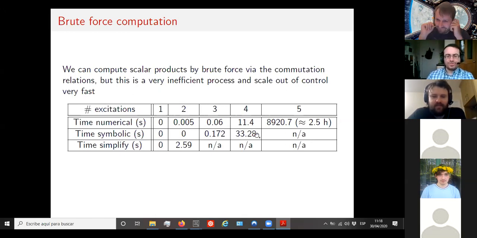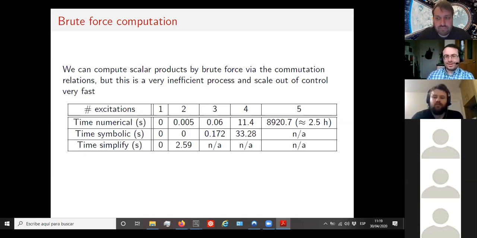But still, this is going to give you all the terms separately. You want to simplify that a little bit. So you put on top of that the Simplify in Mathematica, which is, of course, one of the best and the worst functions at the same time. The best because it's going to give you a more or less simplified answer, and the worst because it's going to take a long time. You can already see here, for 2 excitations, it's more or less instant, but when you put the Simplify, it's already taking like 2.5 seconds. And for 3 excitations, it's already giving you errors and taking a long time.